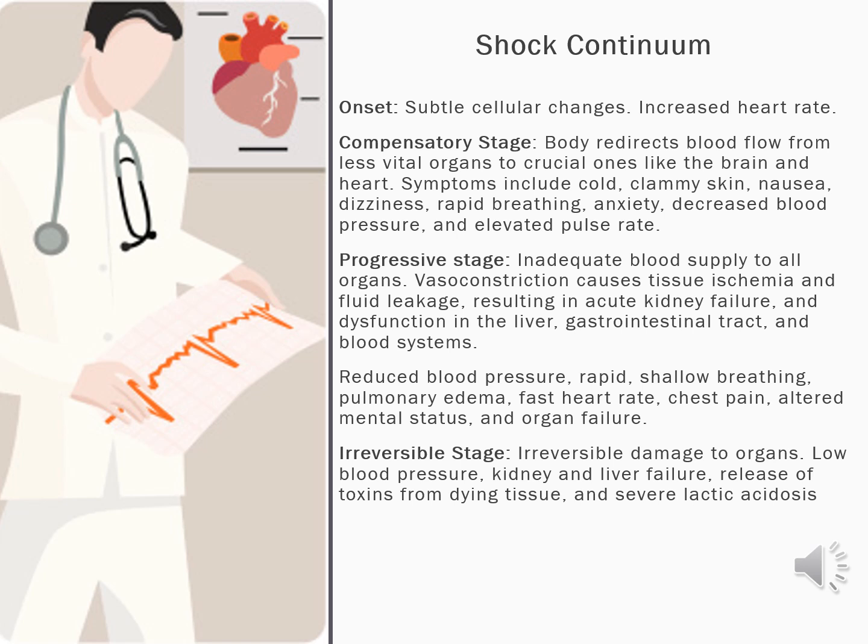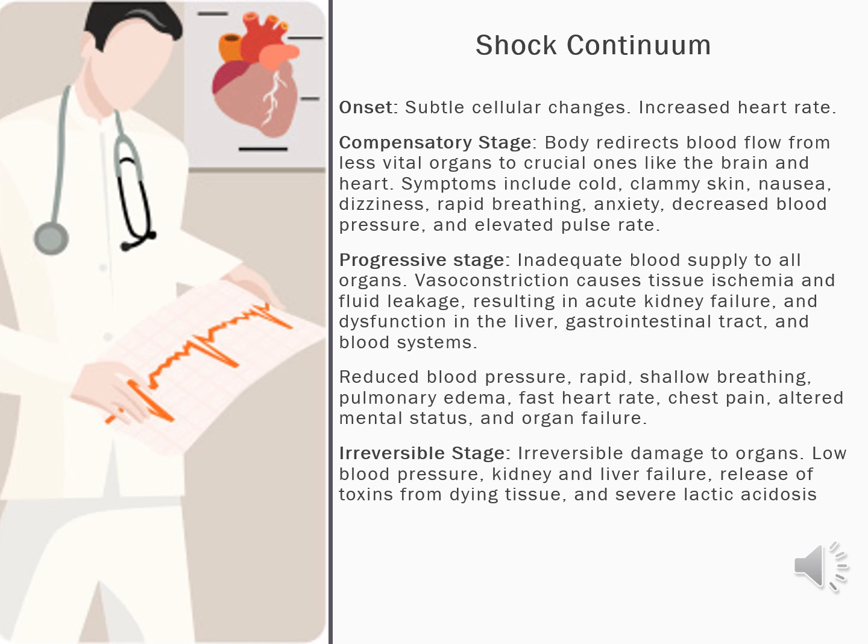The body's vital organs rely on a continuous supply of oxygen and nutrients. When this supply is reduced, it leads to detrimental effects on normal physiological processes. In the initial stages of shock, physiological changes occur at a cellular level and may only manifest clinically as an increased heart rate.